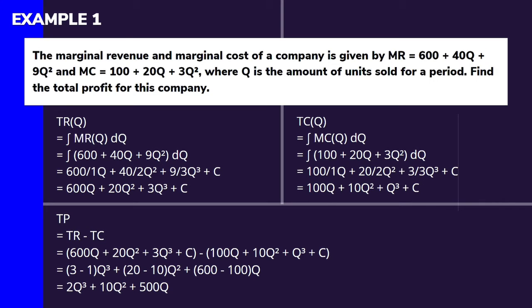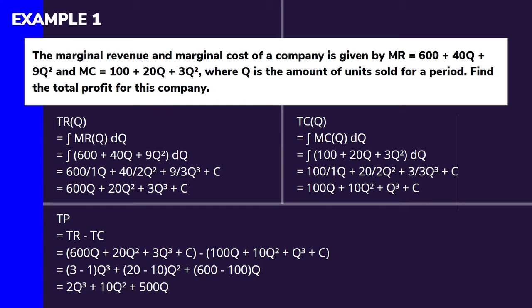First, we need to find the total revenue. To find the total revenue, we need to integrate MR(Q). By integrating 600 plus 40Q plus 9Q square, we will get 600 over 1 Q plus 40 over 2 Q square plus 9 over 3 Q cube plus C. So the final answer is 600Q plus 20Q square plus 3Q cube plus C.